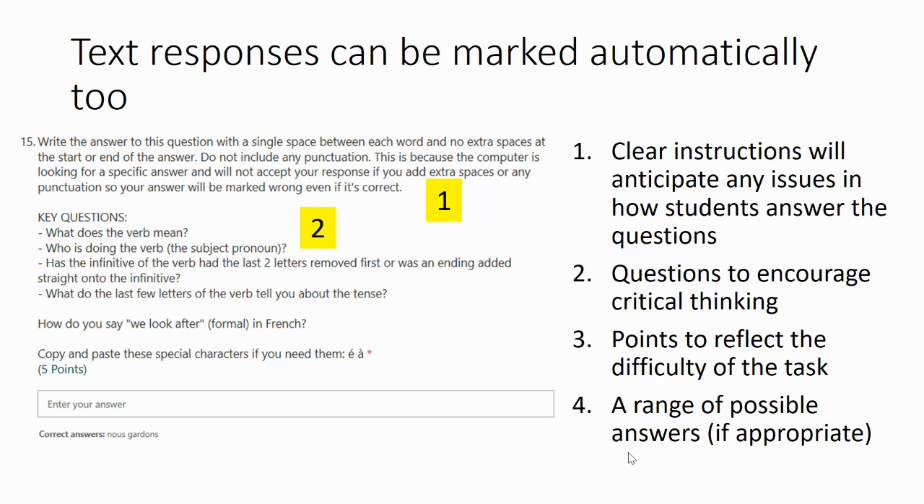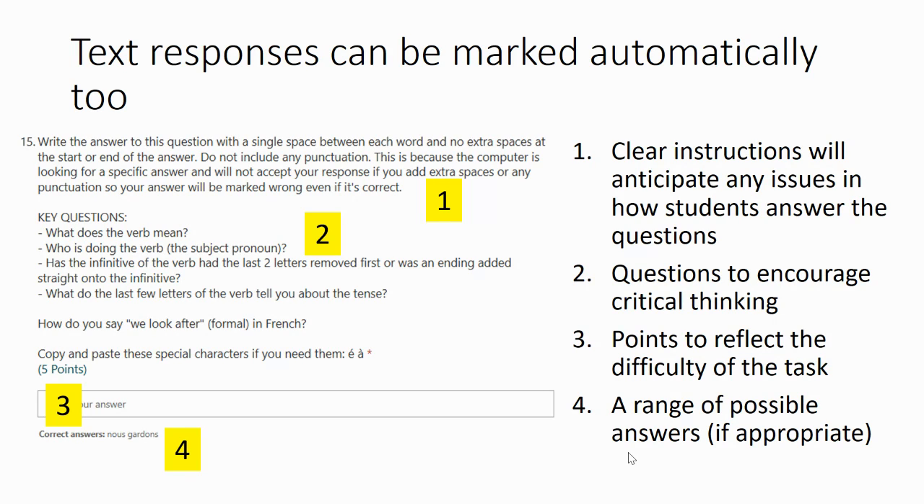Clear questions can encourage critical thinking as well, so that students can break down a question and go through the process of how to get to the right answer. Points to reflect the difficulty of the task will also be a good feature too, in that five points would be allocated to a more difficult task. For example, in this one here, from translating from English to French. And if a range of possible answers are available, for example, different answers would be acceptable, you can add them in as well so that it covers all bases with the possible answers.